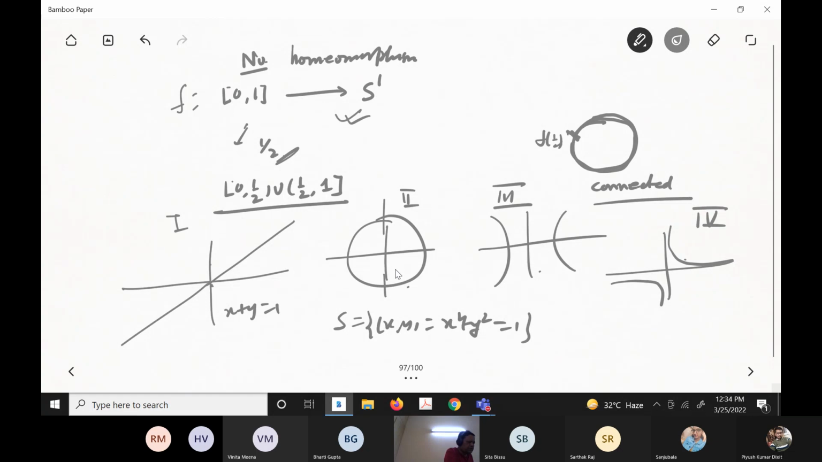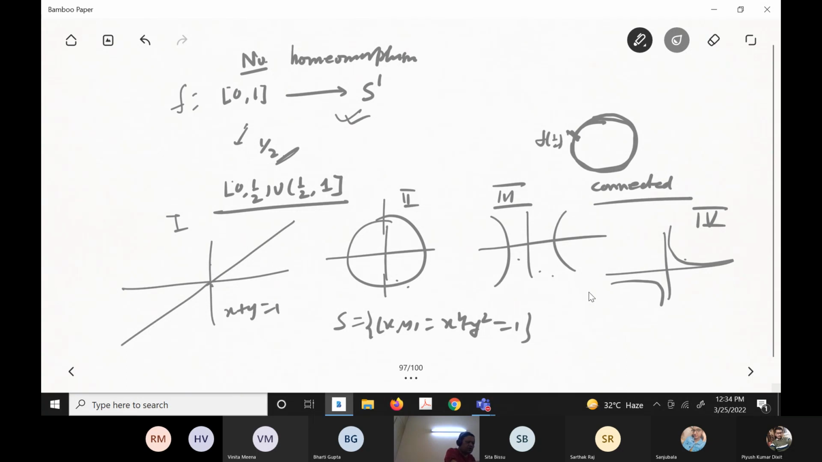Again, you can see this one is compact, this one is not compact. Or you could also use connectedness. So 2 and 3 are not homeomorphic. Similarly, 2 and 4, because 3 and 4 is the same argument. This is compact, this is not compact, so they are not homeomorphic. Or you could use connectedness.